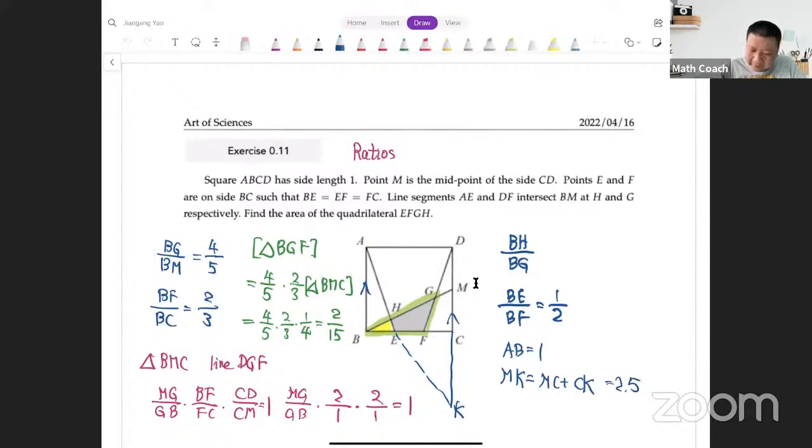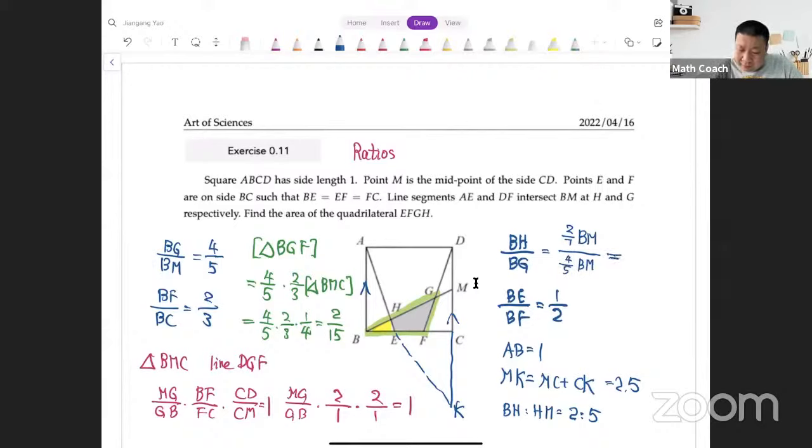So what we know is BH versus HM is 2/5. Then this is also 2/5. So what is BH among the whole portion of BM? That is 2/7 BM. What is BG? We know that BG is 4/5 BM. So now we calculate a little bit.